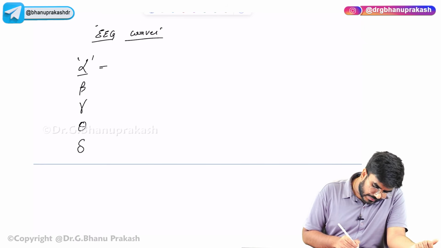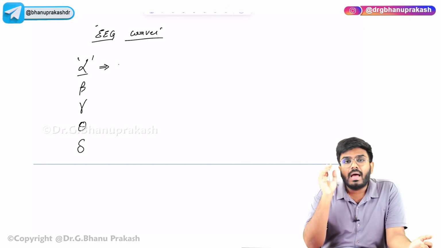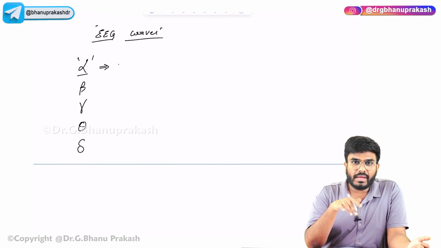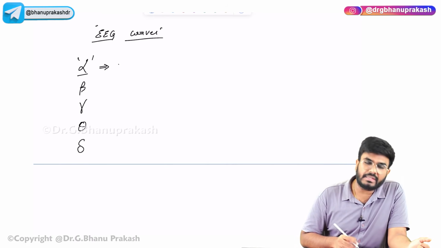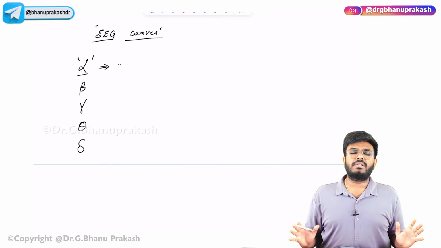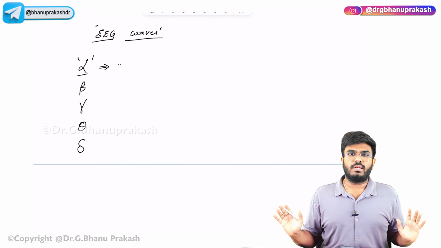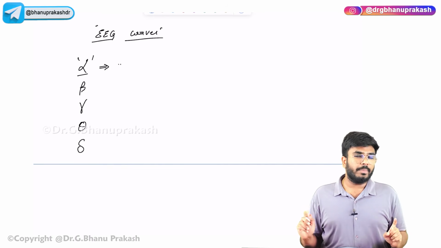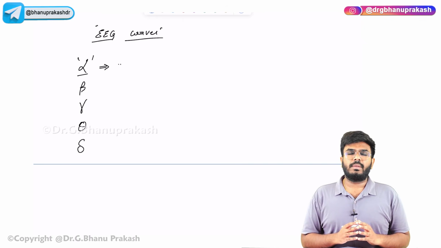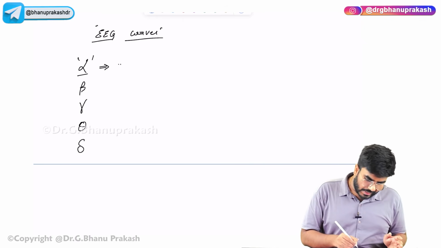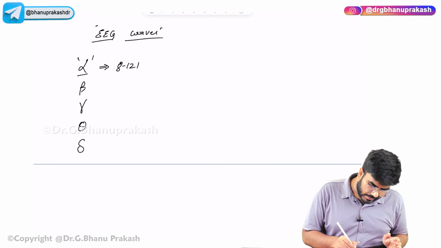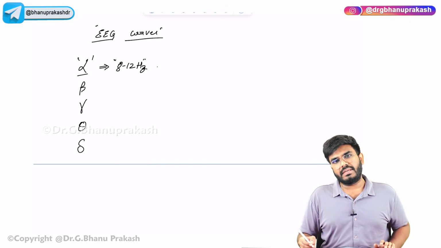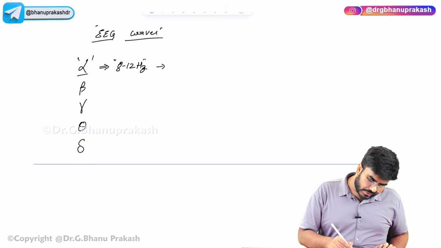Now when will you get the alpha waves? Alpha waves are seen during a relaxed state. You are completely relaxed, your eyes are closed and you are doing meditation. The patient is not sleeping, eyes are closed, and the patient is absolutely relaxed. The frequency of alpha waves is 8 to 12 hertz. So they are seen during a relaxed state.